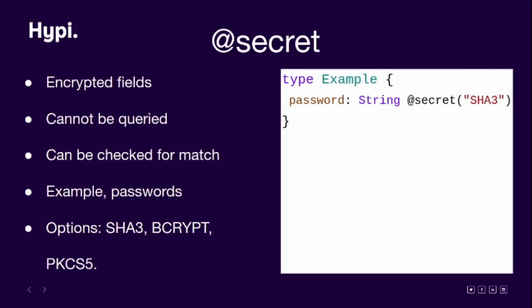Observe here how the algorithm name is passed as a parameter to the directive inside the parentheses. Ensure that you choose the right encoding option. If you change this later, you must re-encode all past values since Hypi doesn't have a copy of the originals.